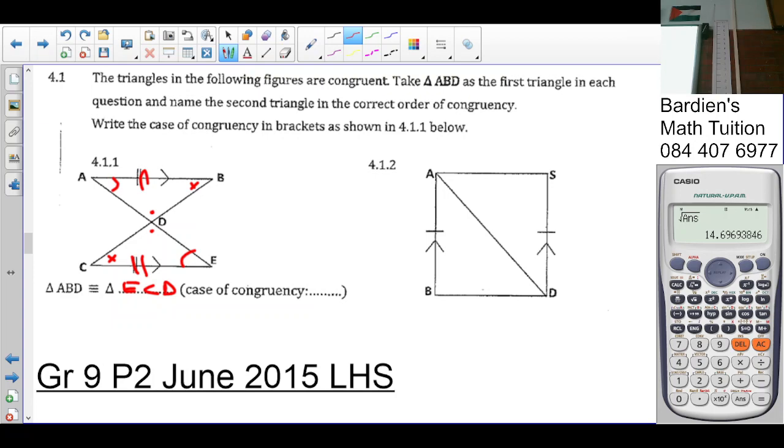So yes, our order is right. So what case of congruency is this? We use two angles and a side. So it's angle, angle, side. Don't forget that when we use congruency, we must use at least a side.